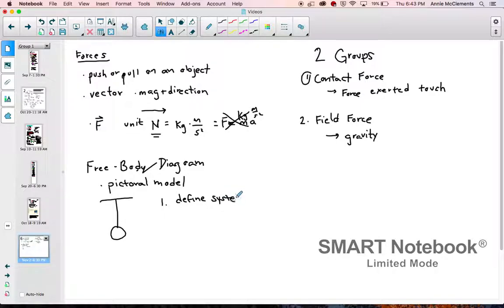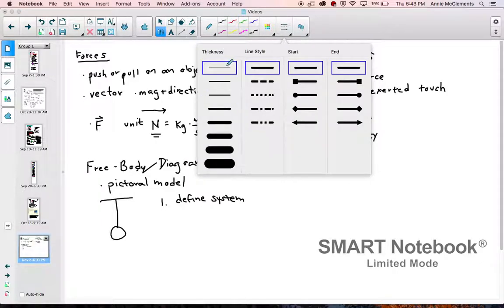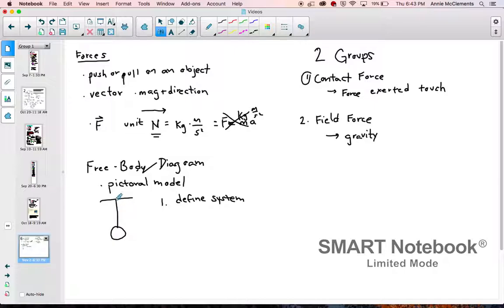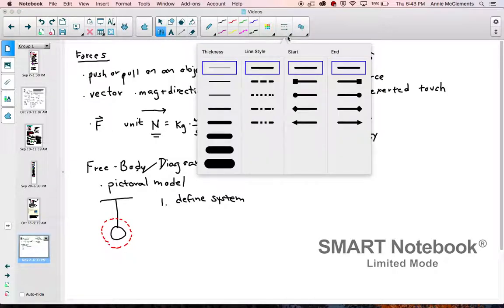Because if our system is the entire Earth, we're going to have a lot of forces to deal with. So I'm not really concerned with the string attached to the ceiling, although we could be. I'm just going to say that my system is the ball. So this is my system that I've defined, the ball.